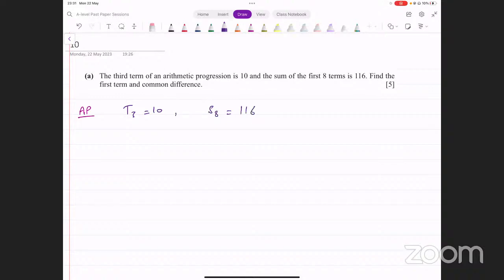Find the first term and the common difference. हमें A चाहिए और D चाहिए. ये दो values, ये दो चीजें हमें figure out करनी है. We have to use the term formula and the sum formula. What's the term formula? That's a plus n minus 1 times the difference.